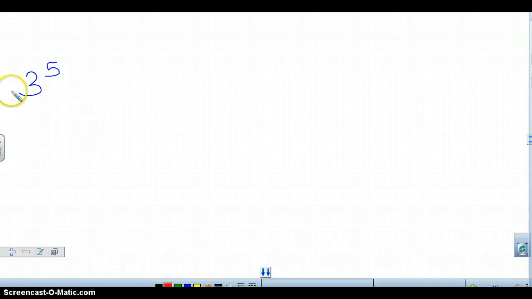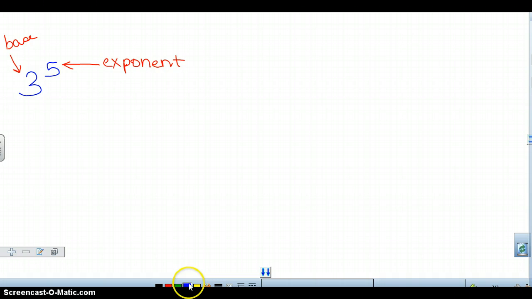And I know that 3 is my, what, Eli? 3 is the? Base. 3 is the base. And 5 is the what, Chloe? 5 is the exponent. Very good. Okay? That's the information that I need. So I know my base is 3. It's my factor. I need 3, and it's a factor 5 times. So I need it listed 5 times. So 1, 2, 3, 4, 5.